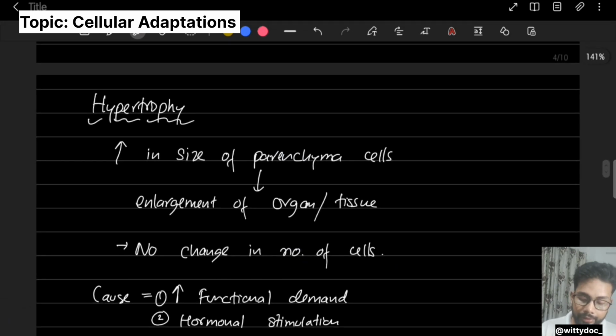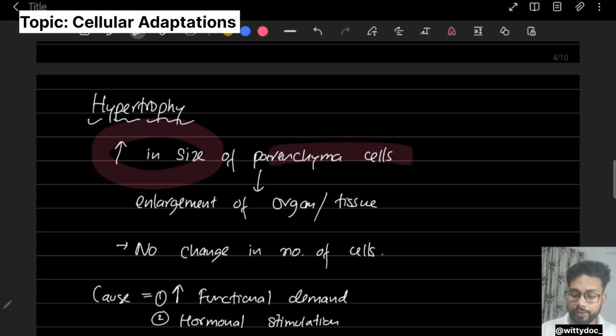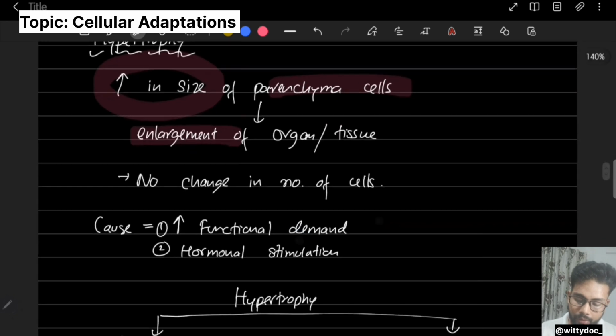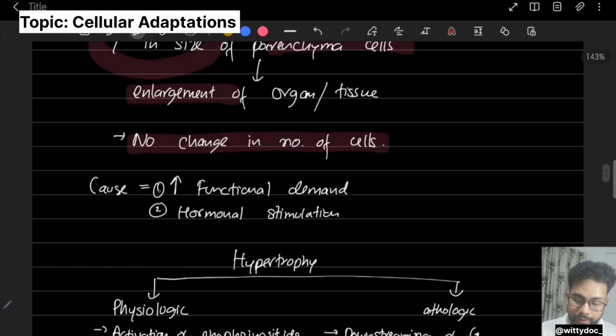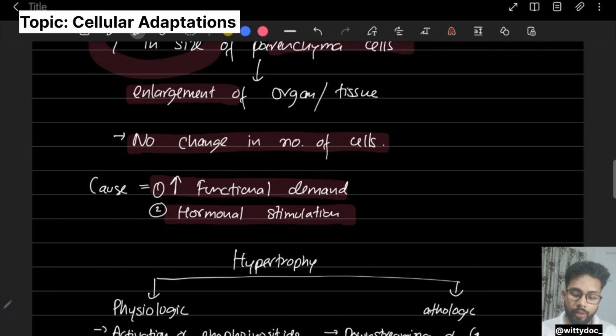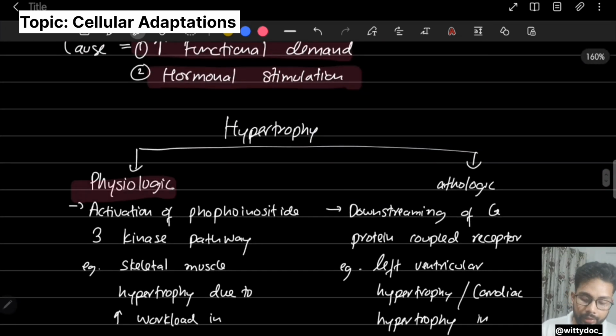Hypertrophy is the increase in size of the parenchyma cells. So here the size of a particular cell is increasing, which will lead to enlargement of the structure. There is no change in the number of cells, and there are 2 causes. The probable cause is an increase in functional demand. If the workload is increased, it may show hypertrophy, or if there is hormonal stimulation, then it will show hypertrophy. Hypertrophy can be physiological or pathological.